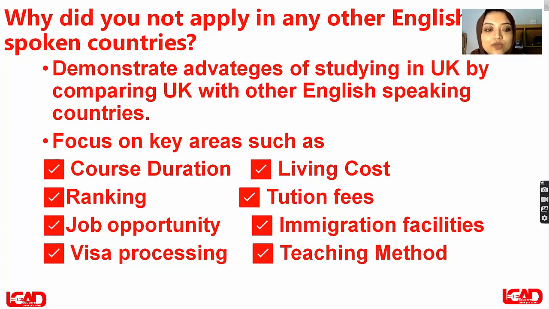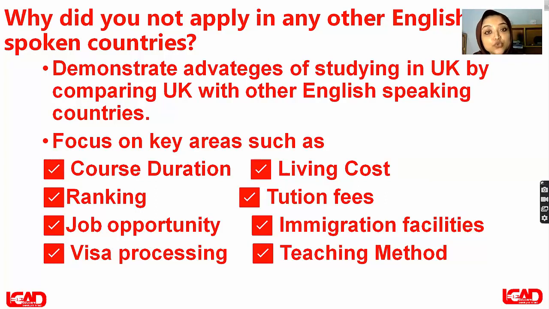Now, when you're answering this question, you need to make a comparison. Compare the facilities of UK that you are getting with the facilities of other countries and how you're not getting the same facility in any other country. You can focus on key areas like course duration. What is the length of the course that you have applied for? What is the length of this course in any other English-speaking countries like Canada, Sweden, Australia, or USA?